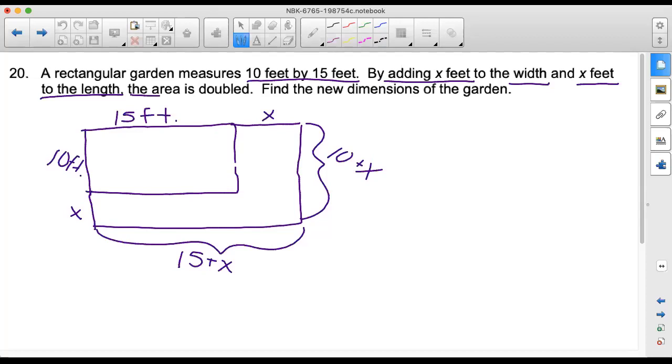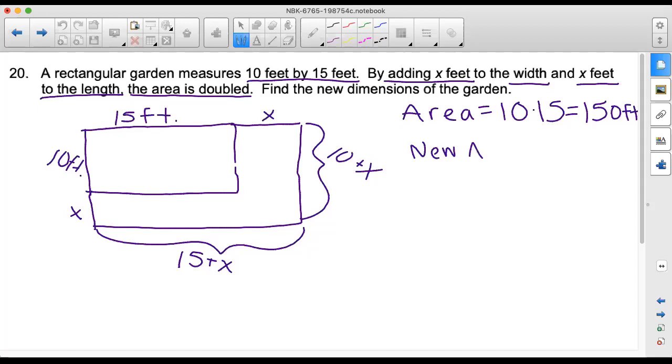So they're saying our area is doubled. What's our original area of the garden, Riley? 150. Yeah, 150. Our original area is that 10 times 15, which Riley said is 150 feet. So then if we want to double the area, what should our new area be? Malachi? Yeah, 300. We want to double it, multiply it by 2. So it'd be 300 feet.